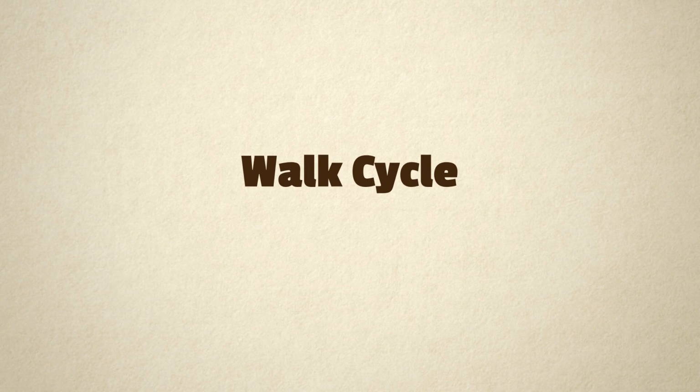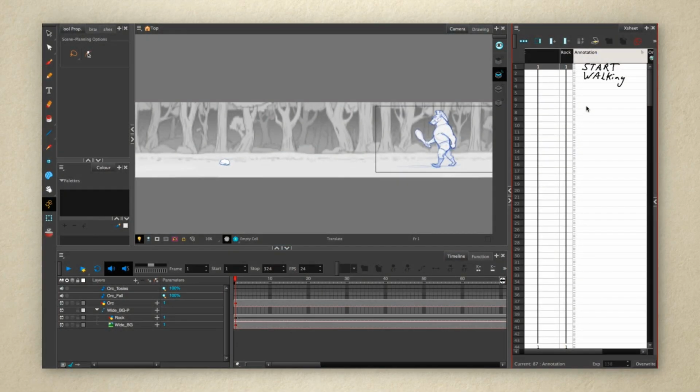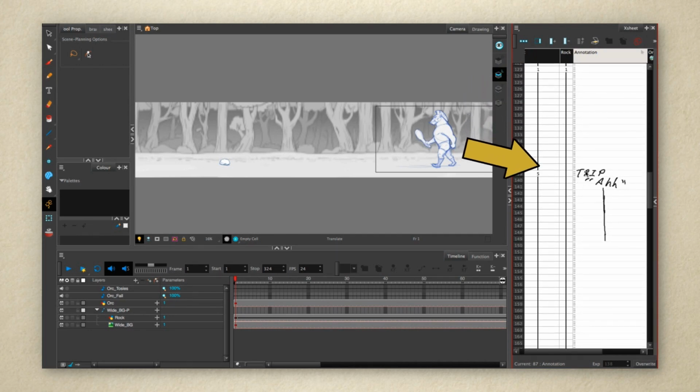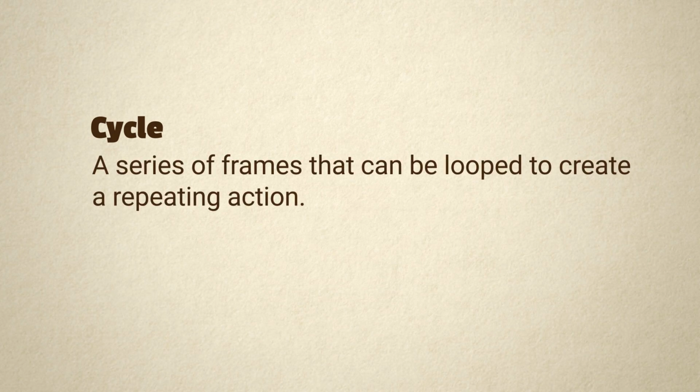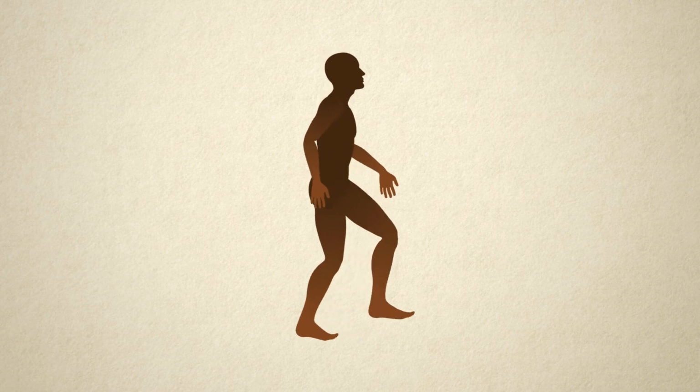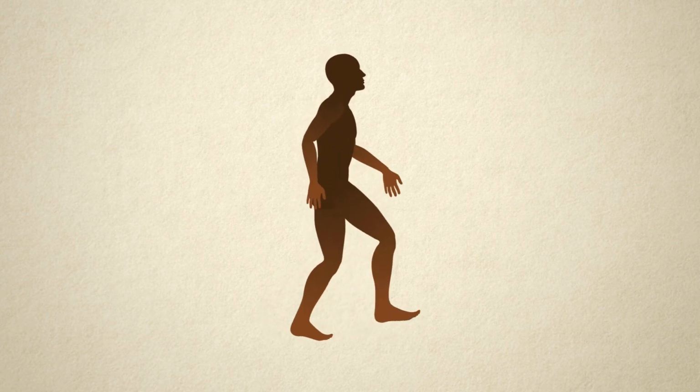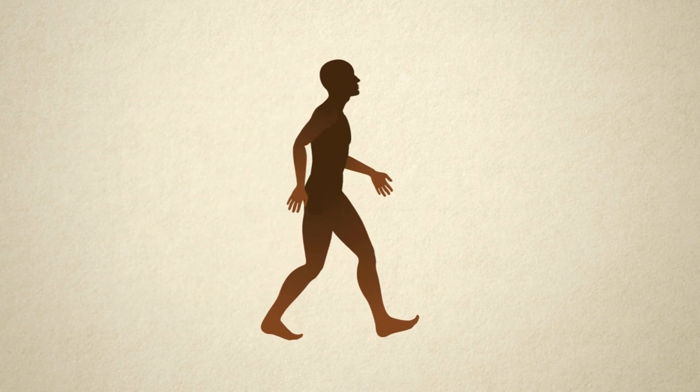Let's talk about walk cycles. So in our orc scene, for this first big block of time, we need to have the orc walking. To do that, we're going to create a walk cycle. A cycle is a series of frames that you can loop to create a repeating action. So we just need to animate 2 steps of the walk, and then we can cycle those steps to cover the time and the distance in our scene.